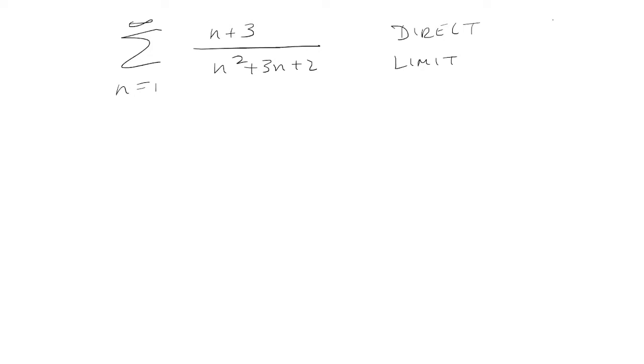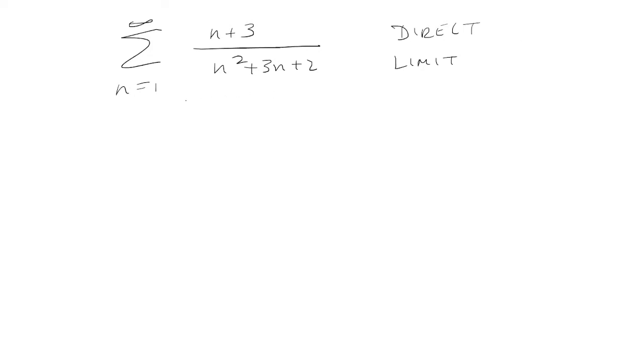Sum from n equals 1 to infinity of (n plus 3) over (n squared plus 3n plus 2). We want to use the comparison test to see if the series converges or diverges. With the comparison test, we can use a direct comparison and then use a limit comparison. So we're going to go over both ways.